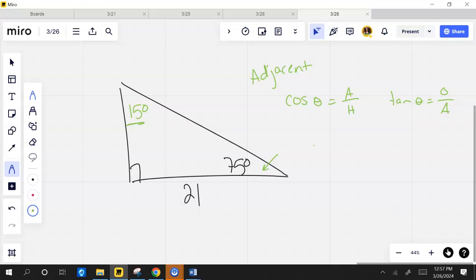Logan says let's use tangent. So tangent of 75 is equal to opposite over adjacent. Yes or no?